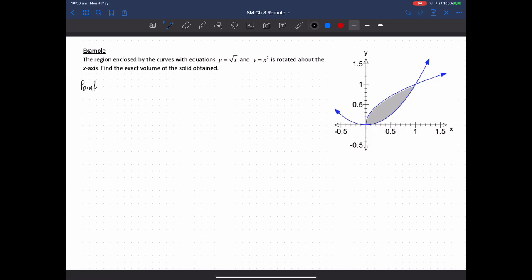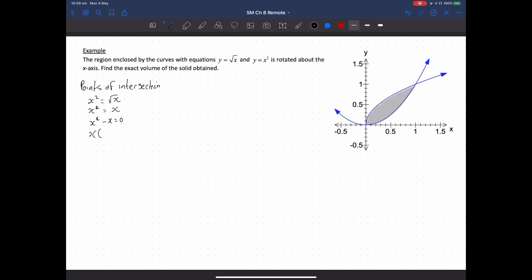For the points of intersection, that is where one curve equals the other curve. So I'm going to say x squared is equal to the square root of x. Here we need to solve for x, so I'm going to square both sides and get x to the power of 4 is equal to x. Grouping onto one side of the equal sign, I get x to the power of 4 minus x equals 0, which we can now factorize.